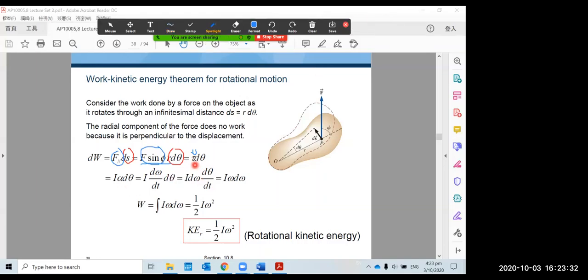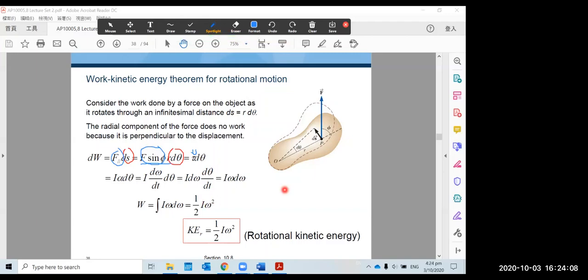So with that, we could rewrite I times alpha for the torque times d theta. And here it is just another way to derive the equation for the kinetic energy or work done in the rotational sense. So the relation between the work done and the kinetic energy can be shown by this calculation. When you have work done on the rotating object, you are converting it into the rotational kinetic energy.